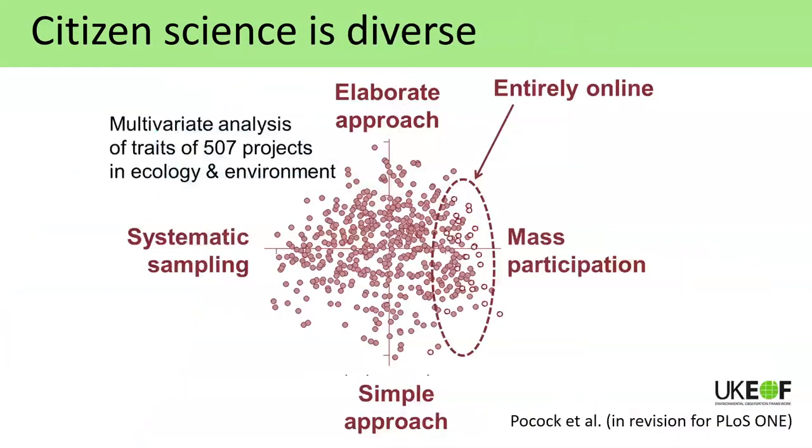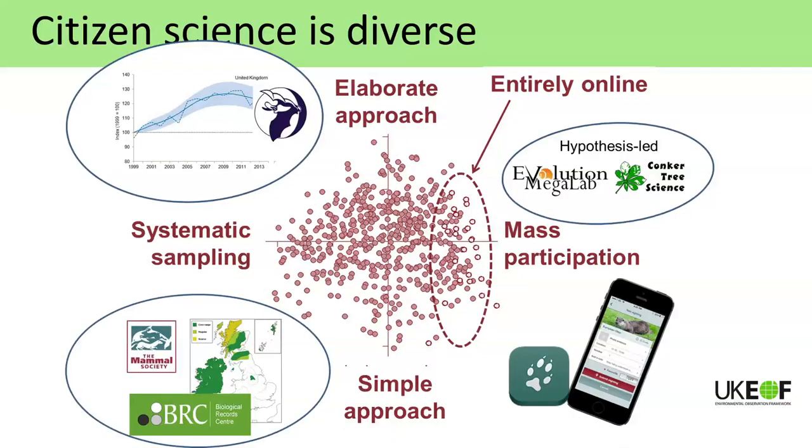And just to emphasise that briefly, this is from an analysis of the traits of over 500 projects which match citizen science, so citizen science, volunteer monitoring, those sorts of things in ecology and the environment. And broadly, what we found doing effectively a principal components analysis of this was that most variation was on this axis. So the variation in most projects ran from this systematic sort of scientific sampling through to mass participation. But then there was another axis of elaborate to more simple approaches, and then a whole cluster of projects which were entirely online.